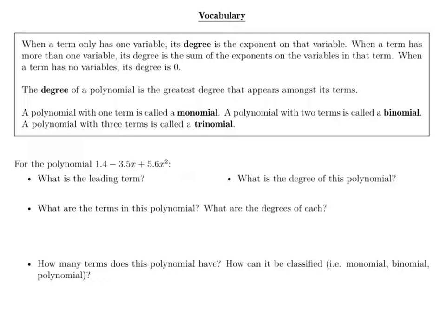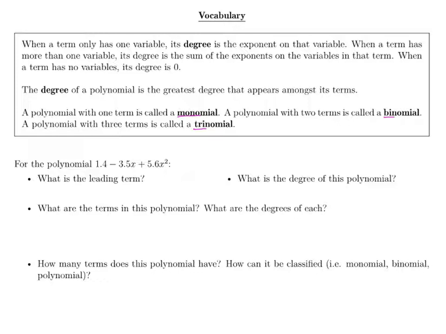Now, the last thing we can do is talk about what a monomial, binomial, or trinomial is. The prefix mono means 1, bi means 2, and tri means 3. So a polynomial with one term is called a monomial, a polynomial with two terms is called a binomial, and a polynomial with three terms is called a trinomial. So let's look at an example and put some of these into practice.